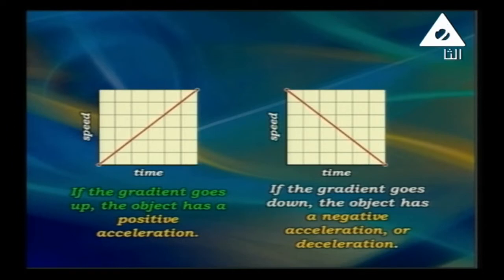And the gradient goes down. We have speed and time, and we have another concept called acceleration. What's meant by this? First of all, if the gradient goes up, the object has positive acceleration. And we have the second one. If the straight line moves down from up to down and the gradient goes down, it means the object has negative acceleration, or deceleration.